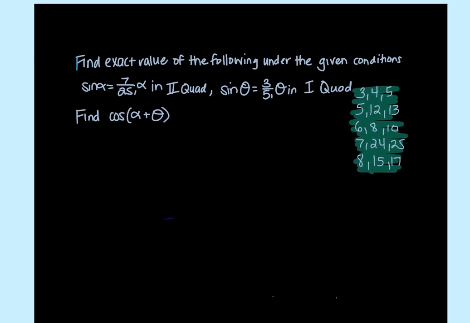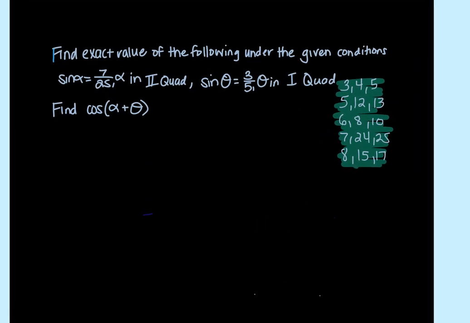All right, then came the triangle ones. So on the right here are your Pythagorean triples you want to make sure you know: 3, 4, 5; 5, 12, 13; 6, 8, 10; 7, 24, 25; and 8, 15, 17. Those are going to certainly save you time. And then read your instructions. Find the exact value of the following under the given conditions. The sine of alpha is 7 over 25, where alpha is in quadrant 2. The sine of theta is 3 over 5, where theta is in quadrant 1.